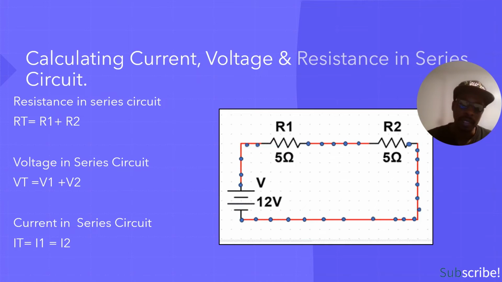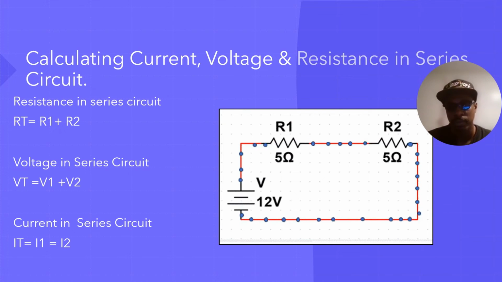Now let's cover the current in the series circuit. As you see, the current does not branch off, it goes through one loop. So whatever current goes through the source, or is fed by the source, is also going to go through each resistor. So what goes through R1 is represented by I1, and what goes through R2 is represented by I2.